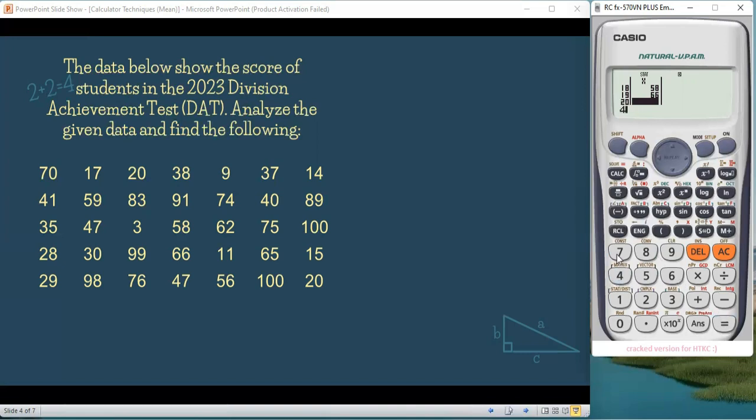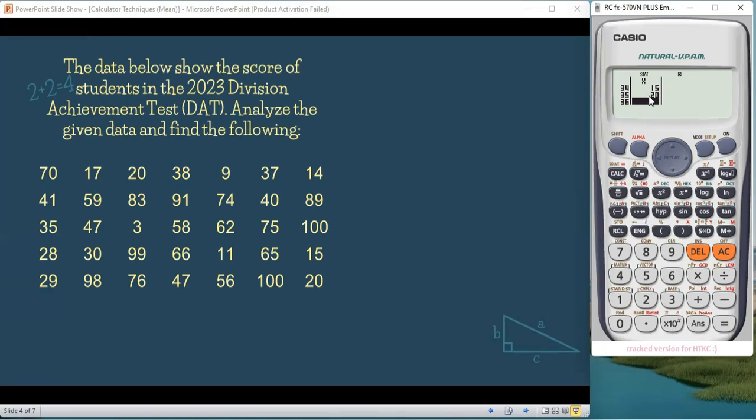66, 47, 9, 74, 62, 11, 56, 37, 40, 75, 65, 100, 14, 89, 100, 15, and 20. So now let's check.